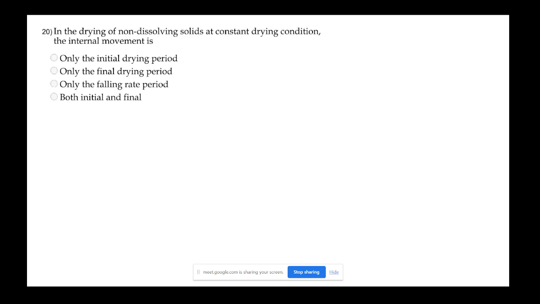In the drying of non-dissolving solids, at constant drying condition, the internal movement is dash. As I mentioned, drying of a solid is nothing but removing the moisture content of the solid. Any solid, if you dry it, has a certain constant rate period, and then there will be a falling rate period. So why does such a trend appear?